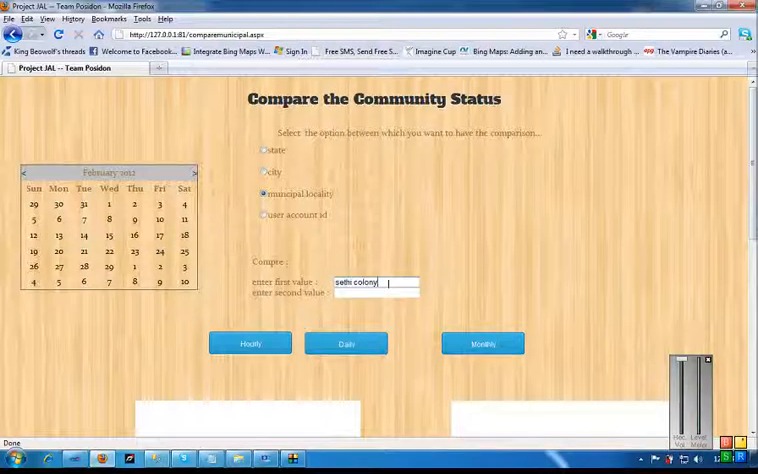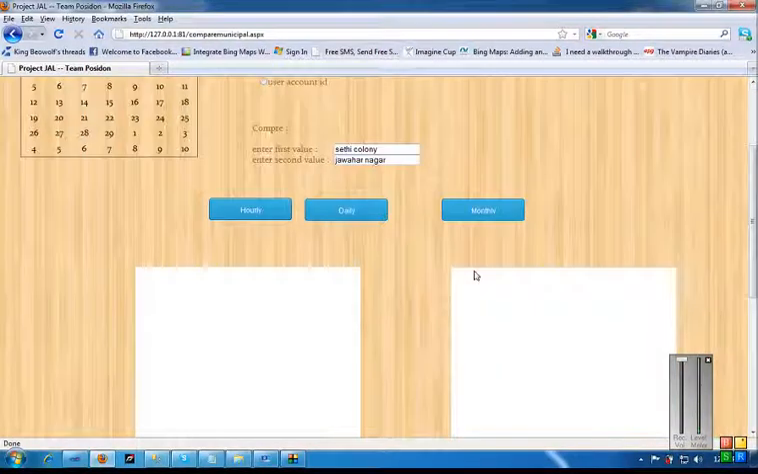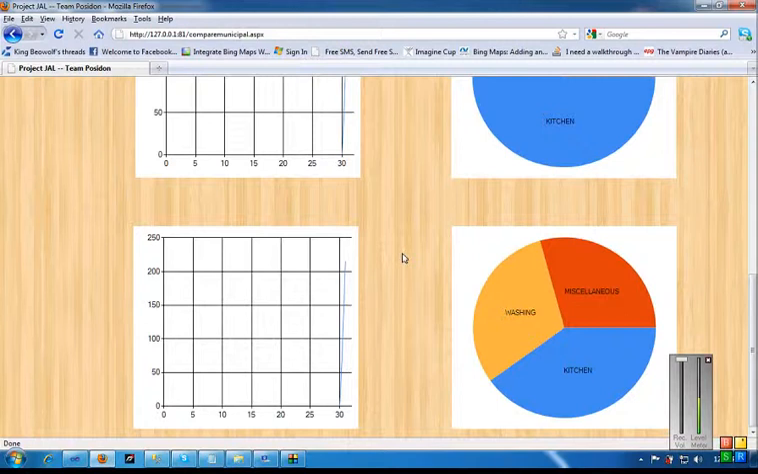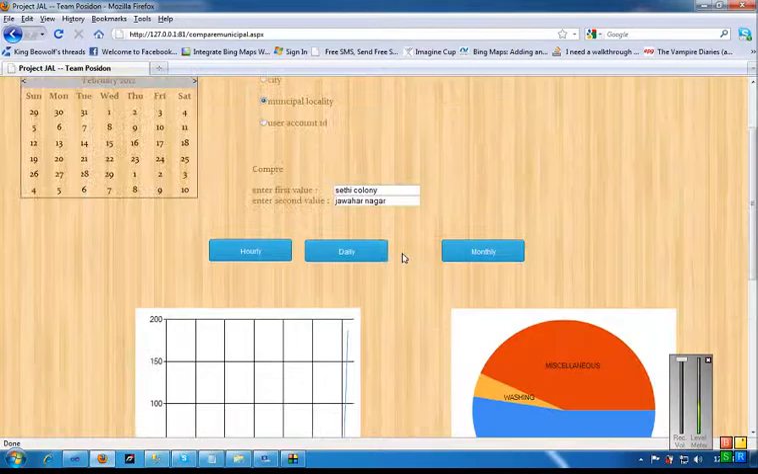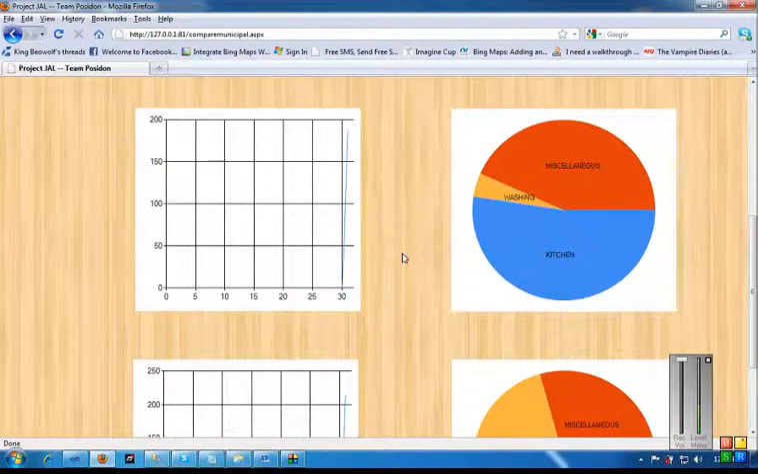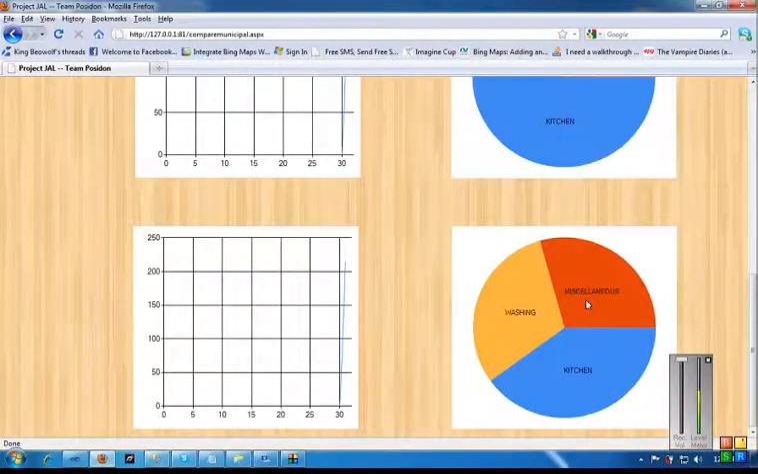So let's select the municipal localities within a particular city. Let it be Sethi Colony and Jawahar Nagar in Jaipur, and we hit the daily consumption. Here we can see that even in spite of being within the same city, the consumption patterns of the two localities are quite different. On one hand, Sethi Colony is using a higher amount of water, and that too in a very unorganized and undistributed sectoral usage, while Jawahar Nagar has a quite equitable water distribution, and its consumption is also less.